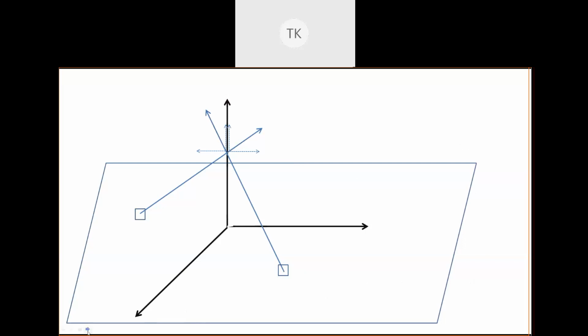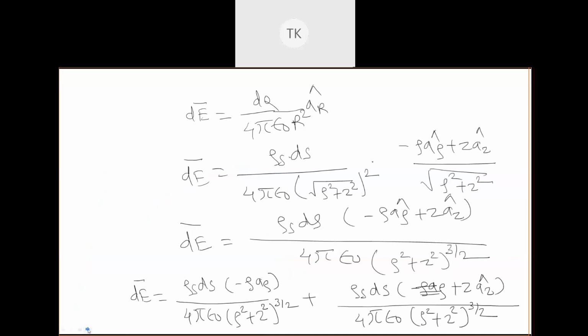So we can ignore the term which is in the direction of rho, and only consider this term for our further calculations. Before that, I will note it down here. This is nothing but the electric field intensity in the direction of rho, and this term is nothing but the electric field intensity in the direction of z. So we will only consider the electric field intensity in the direction of z.